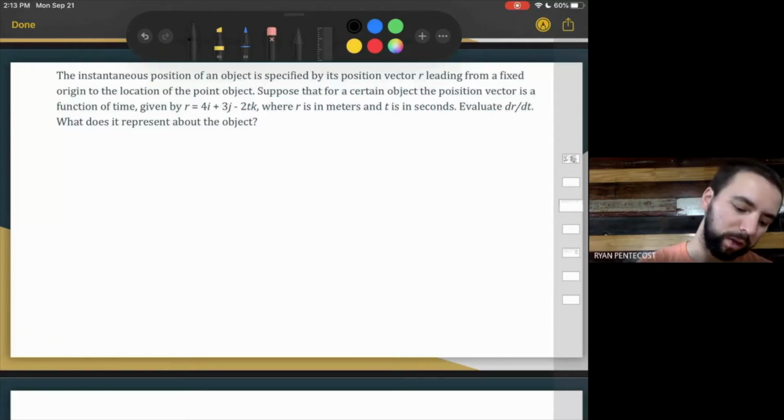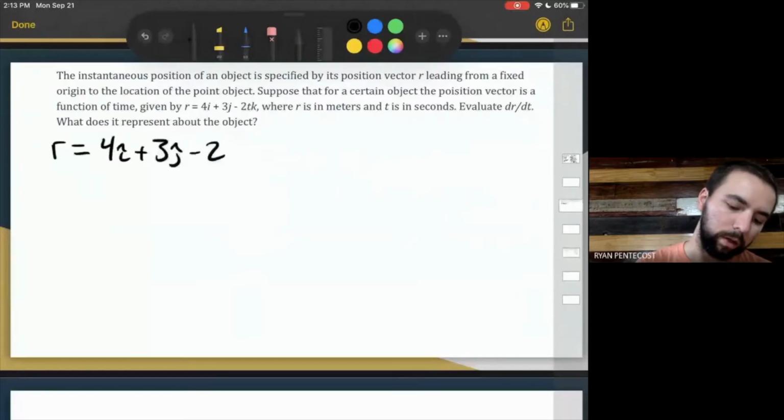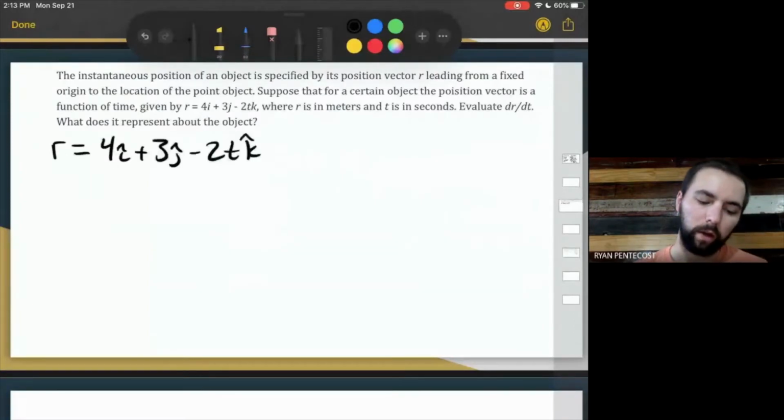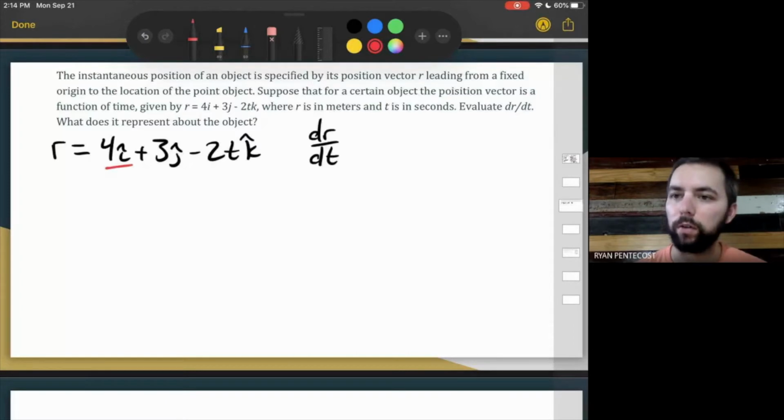So we've got this position vector, right? r equals 4i plus 3j minus 2tk. Now, if we want the derivative of r with respect to time, that means that we're only taking the derivative with respect to the t variable. If you'll notice here, there's no variable. i is just a unit vector, it's just telling you direction. So that's not a variable. Here, there is no variable either. The only variable we have is this letter t. That's all we've got. So if we take the derivative, everything else is a constant.